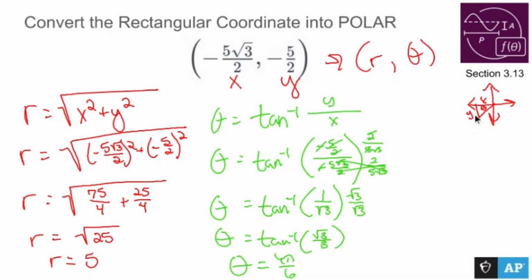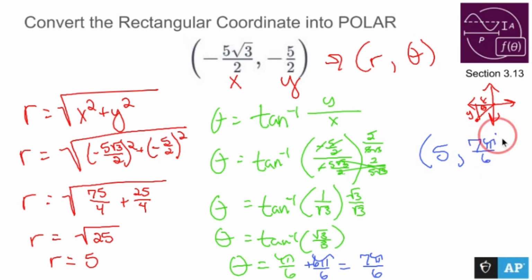But that doesn't seem right because it's down here. So what I need to do is add pi so that it spins it into the third quadrant. So if I put 6 pi over 6, that gets me 7 pi over 6. So my final answer is going to be 7 pi over 6.